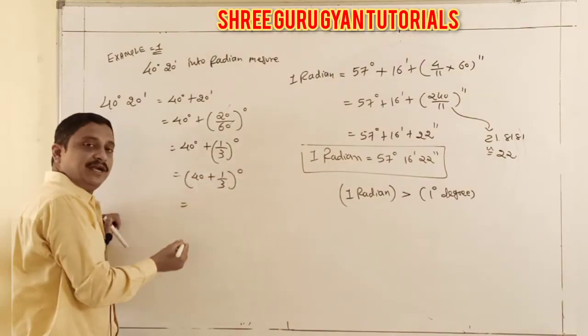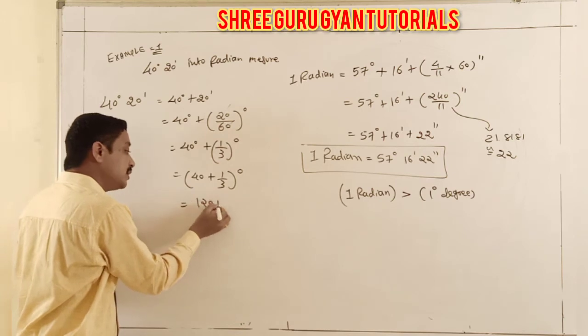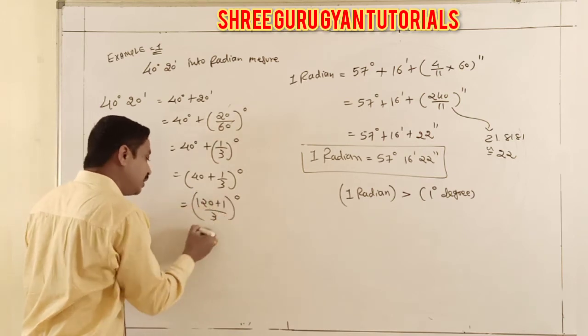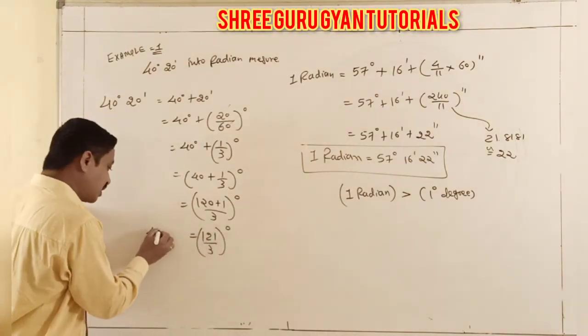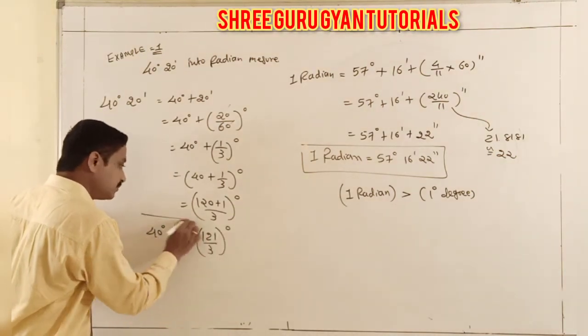It means 120 plus 1. Finally, how many? 121 by 3 degree. This is the value for 40 degree 20 minutes.